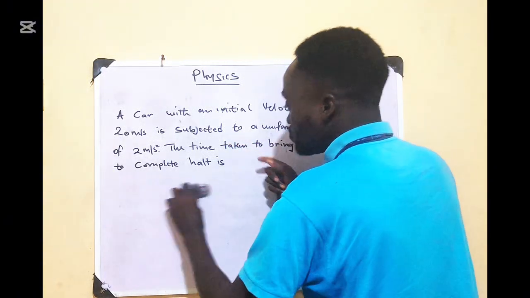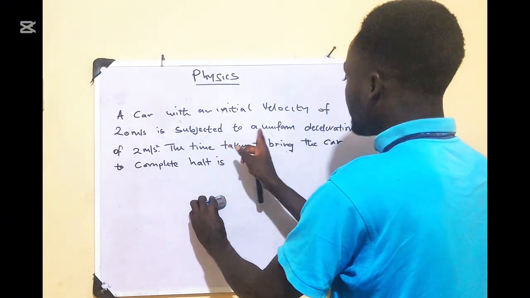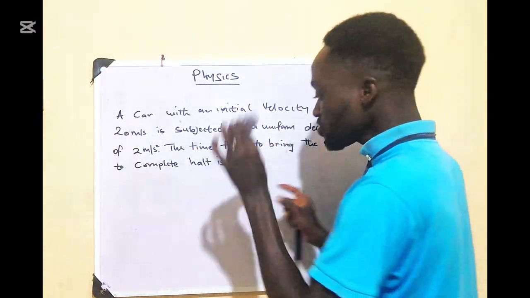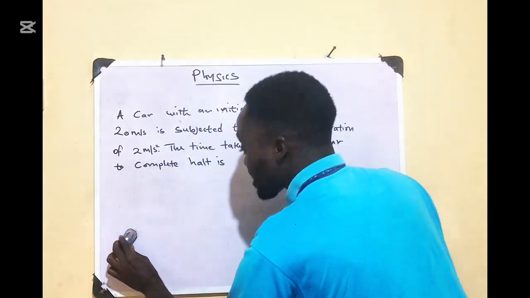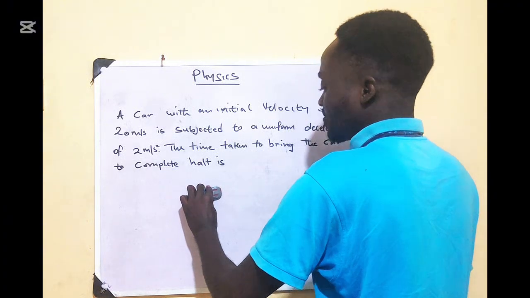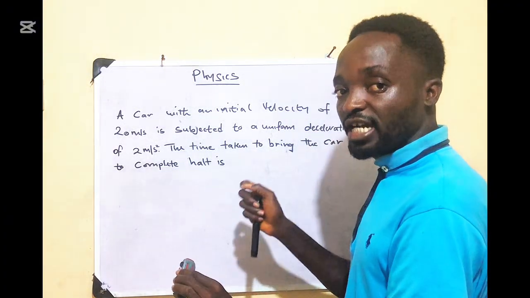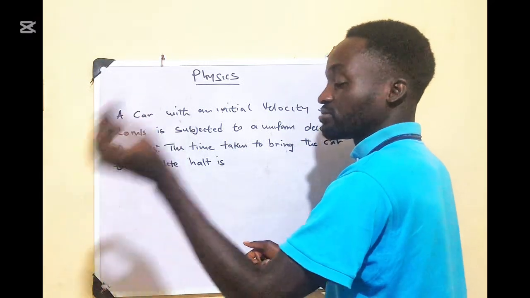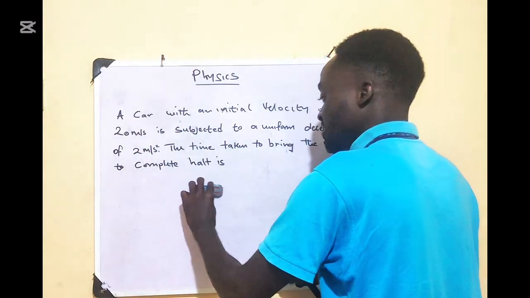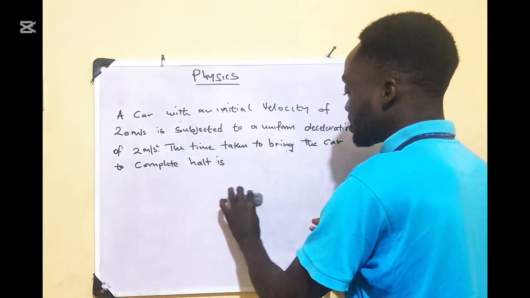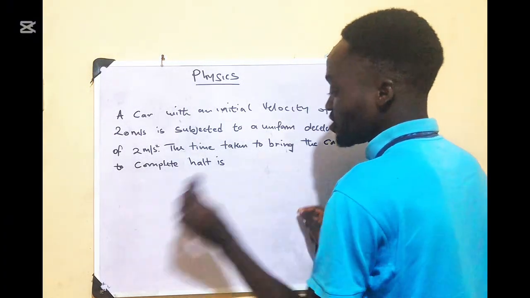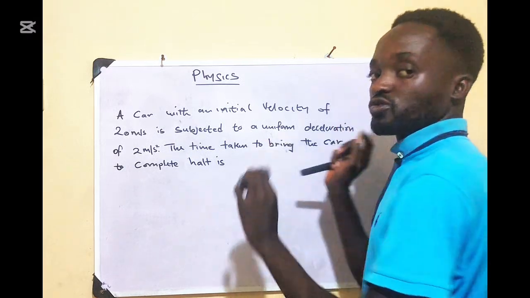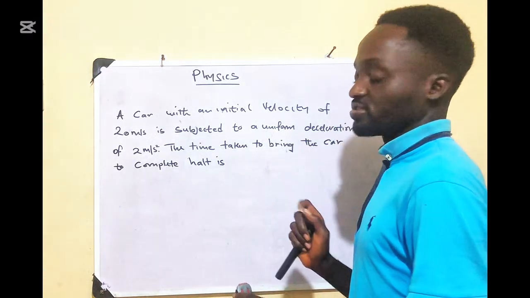And then as this car is moving very fast, it is now subjected to a uniform deceleration of 2 meters per second square. So what this means is that as this car is moving very fast, all of a sudden the driver maybe applies the brake and it begins to slow down the car. From fast, he is now reducing his speed until he reaches a place where he will stop. So that's what the question is telling you.